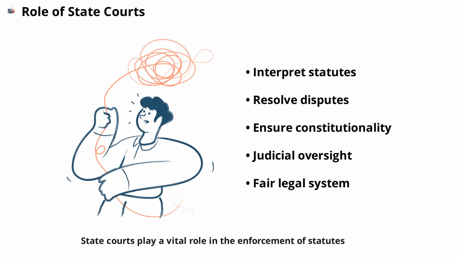State courts play a vital role in the enforcement of statutes. When disputes arise or when someone is accused of violating a statute, the courts interpret the law and determine the appropriate outcome. Judges may decide whether a statute applies in a particular case, and juries may determine guilt or innocence in criminal trials. Courts also have the power to resolve challenges to the validity of statutes, ensuring that laws comply with state and federal constitutions. This judicial oversight is essential for a fair and balanced legal system.